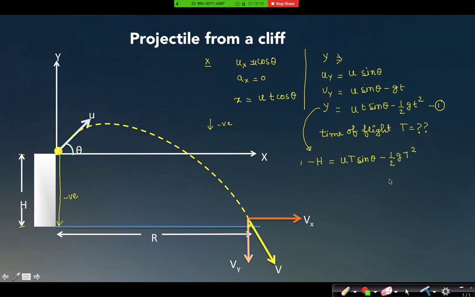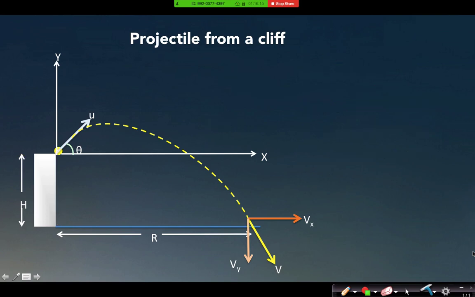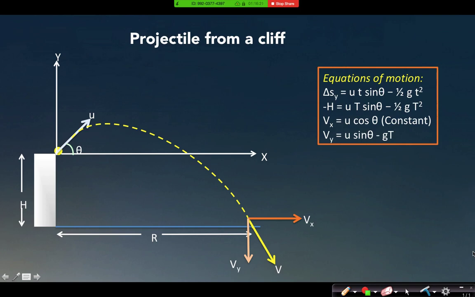Have you understood the equations of motion in this projectile from a tower? Yes, it is the same thing. I have written the equations here. You can just check. Same thing. Okay, now let us try to solve this question.